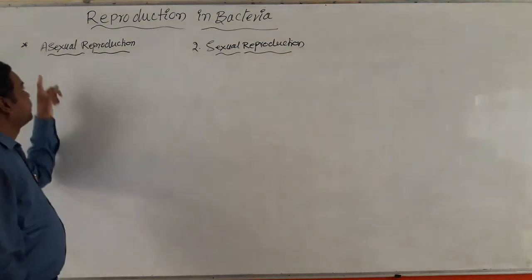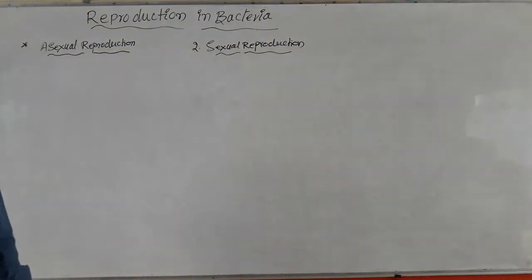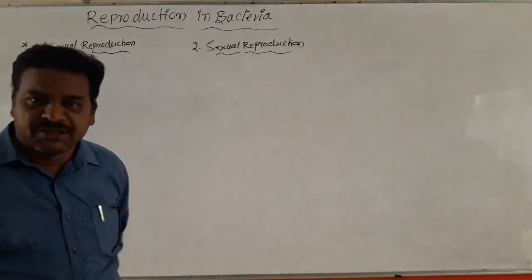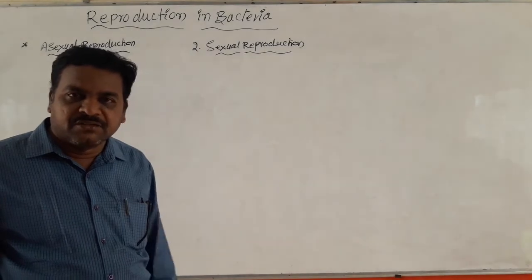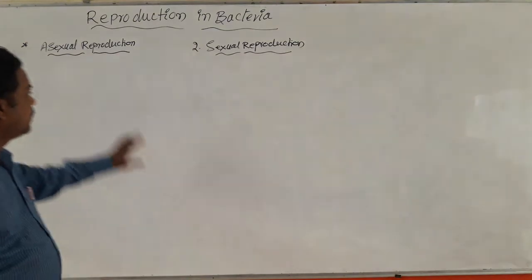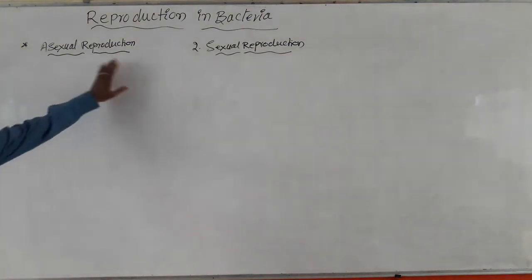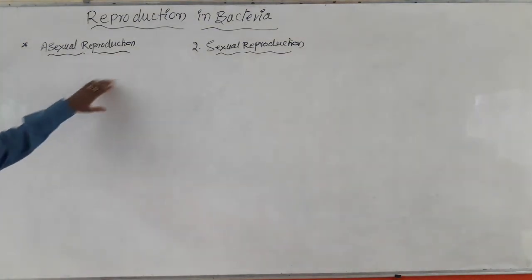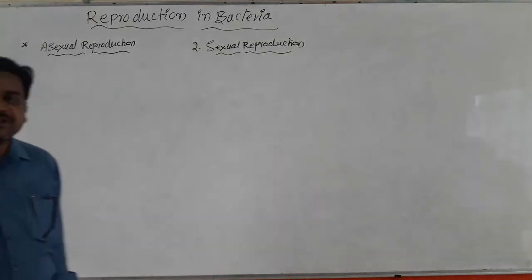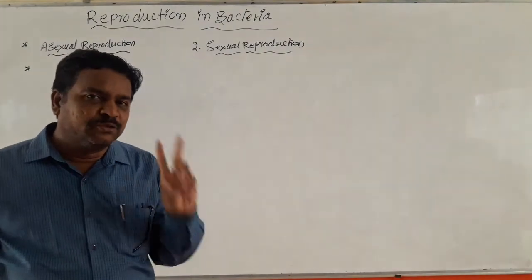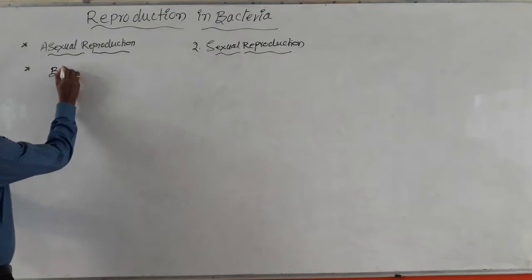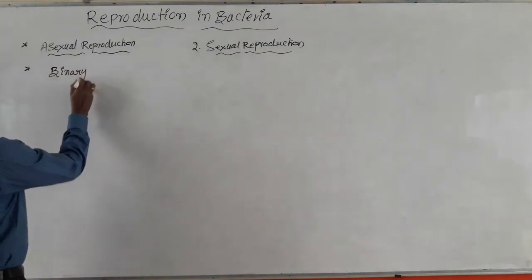At the same time, asexual reproduction does not include the formation of male and female gametes, and there is no fusion of gametes. Such a type of reproduction is considered asexual reproduction. So, bacterial cells reproduce asexually by two methods. One is called binary fission.